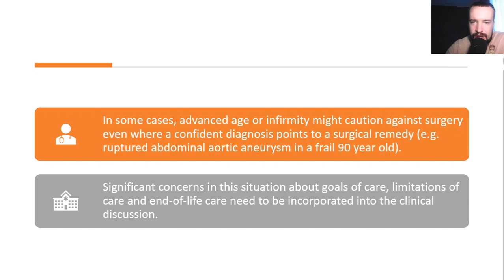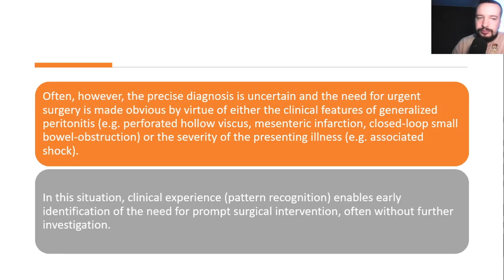In some cases, advanced age or infirmity might caution against surgery, even where a confident diagnosis points to a surgical remedy. For example, a ruptured abdominal aneurysm in a frail 90-year-old. Significant concerns in this situation about goals of care, limitations of care, and end-of-life care need to be incorporated into the clinical discussion. No, this is a very hard question. Often, however, the precise diagnosis is uncertain and the need for urgent surgery is made obvious by virtue of either the clinical features of generalized peritonitis or the severity of the presenting illness.